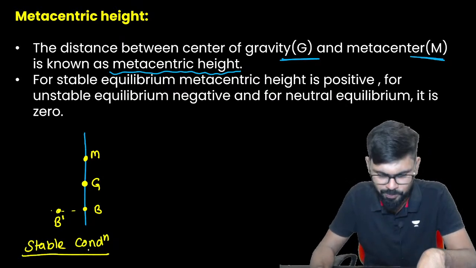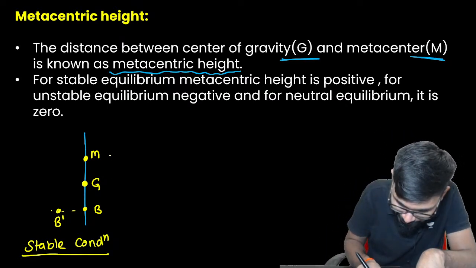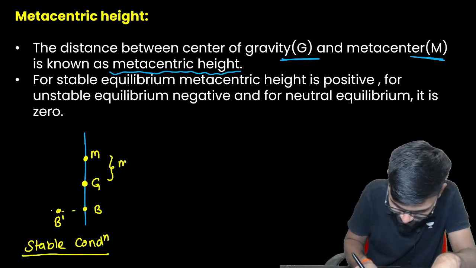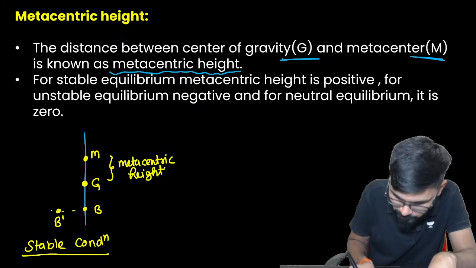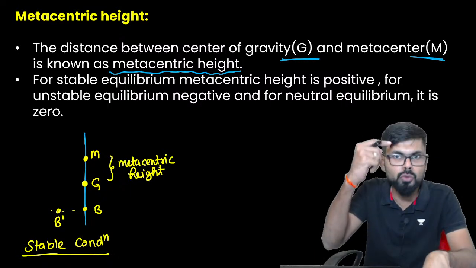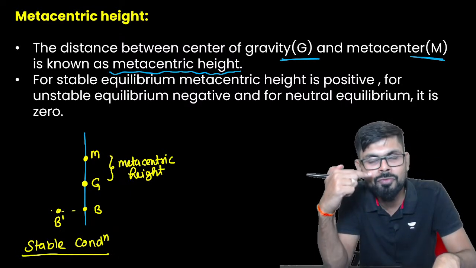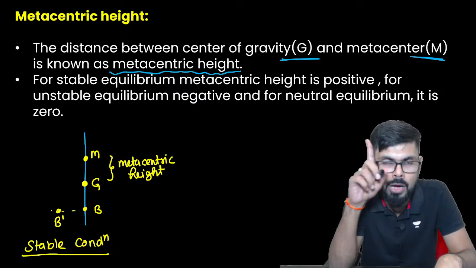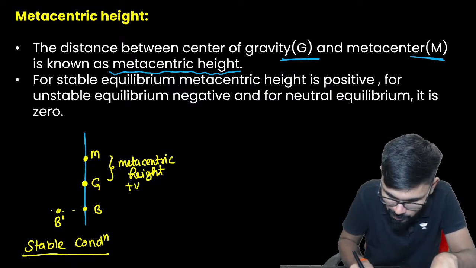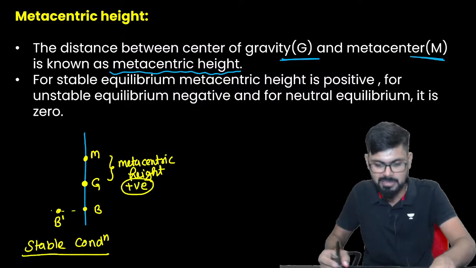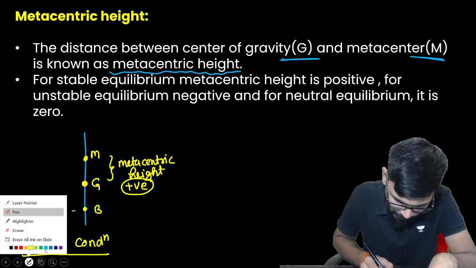Now this height is called metacentric height. It is measured from G to M, and whenever we move from G to M in the upward direction, it is called positive. So this is a positive metacentric height.